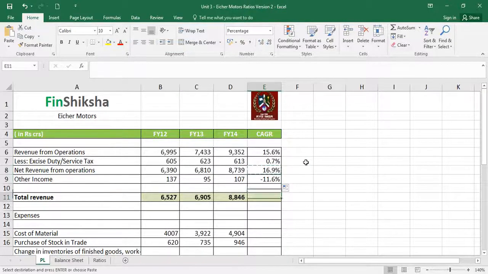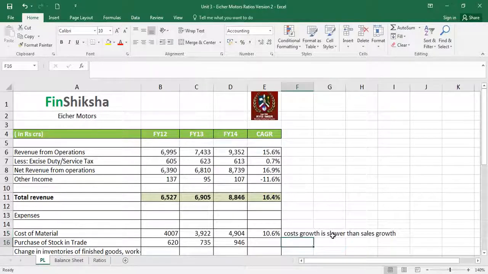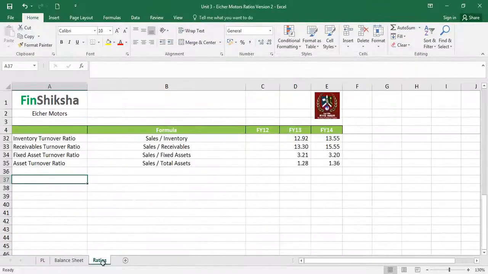I will copy and paste this here as a formula and add this. So that's the growth rate in total revenue. That's other income plus net revenue from operations. That's the growth rate that we find based on CAGR. I can again copy this and paste it here in the cost segment. We find that cost growth is slower than sales growth. Logically speaking, cost of material growth being slower than the sales growth would mean that on a gross margin or operating margin level, there should be an increase, right? That is what we have seen in our ratios as well.